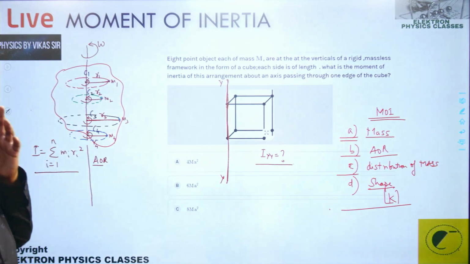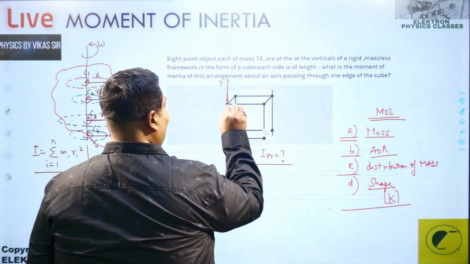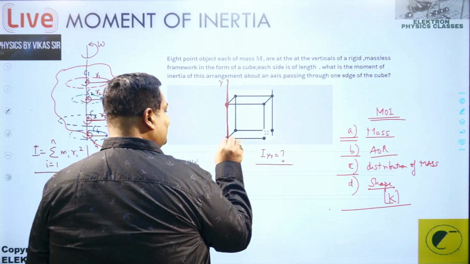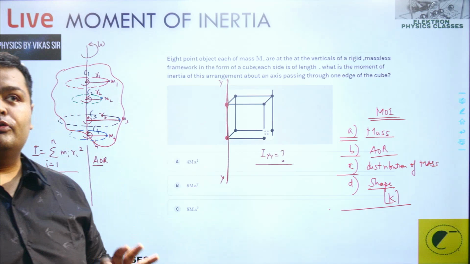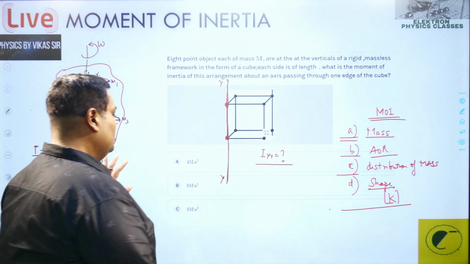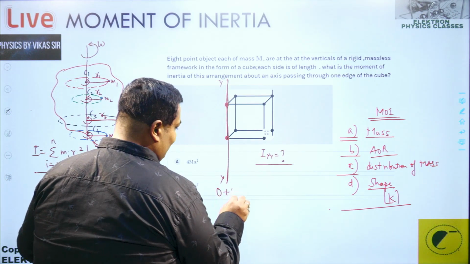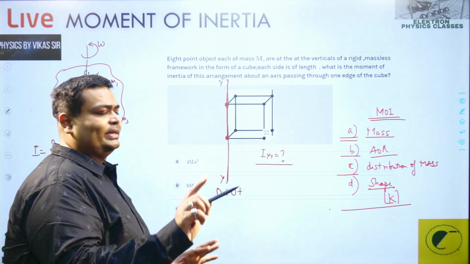Let's try this out. So we have 8 particles. This particle's moment of inertia is 0. This is 0. Do we know that? Yes. Why so? Because they lie on the axis itself. The perpendicular distance is 0. So we have 0 plus 0 for these 2 particles. In total we have 8.